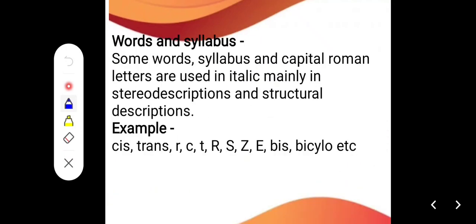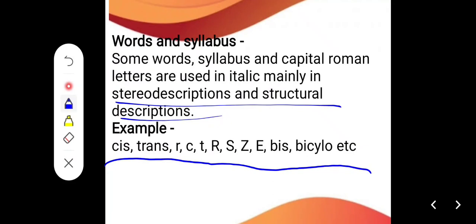Words and syllables are used for stereo descriptors and structure description. We can use many terms, that is cis, trans, R, S, capital R, capital S, Z, capital E, bis, bicyclo, and so on.